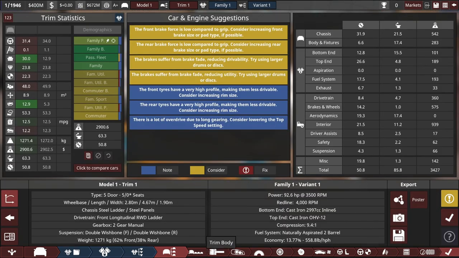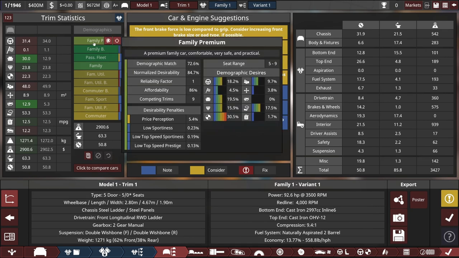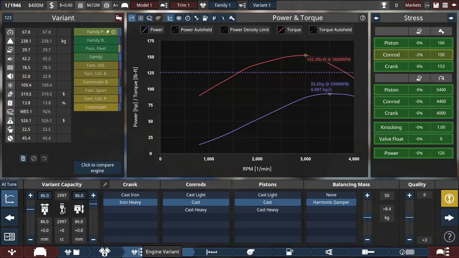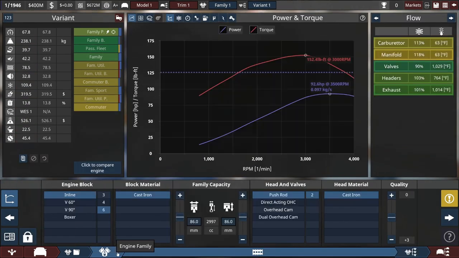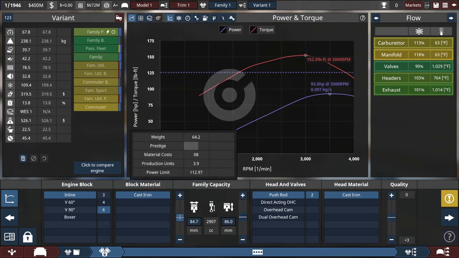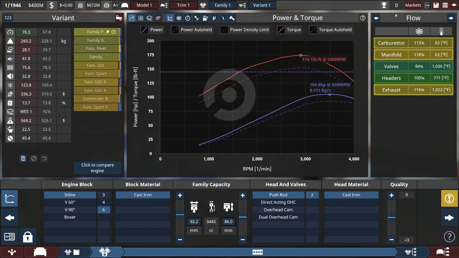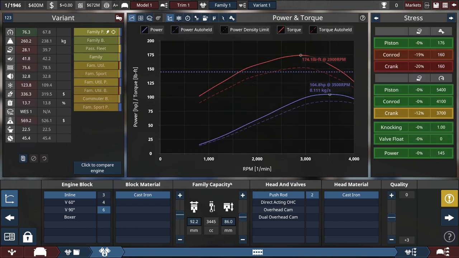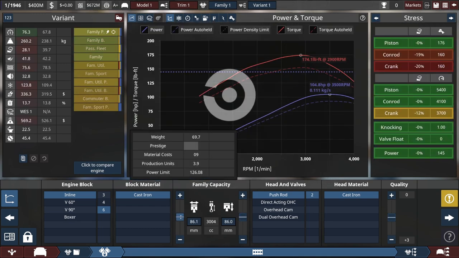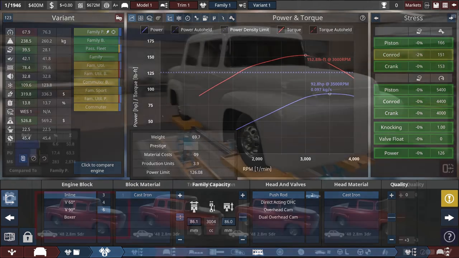So there we have our first model. It is not great desirability for family premium. It's a little cheap. It's a little slow. This is actually more of a family car. I might go back to the engine and just make it a little bigger. Or maybe not. Maybe I better not do that. My parts can't handle it.